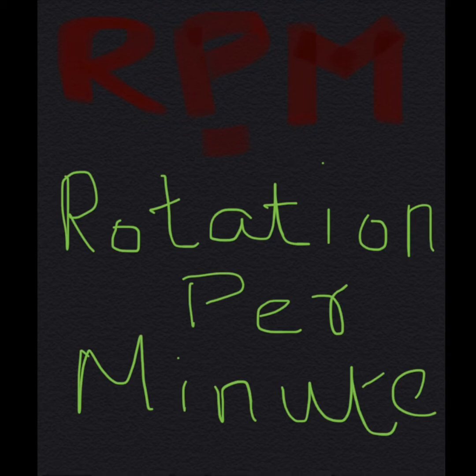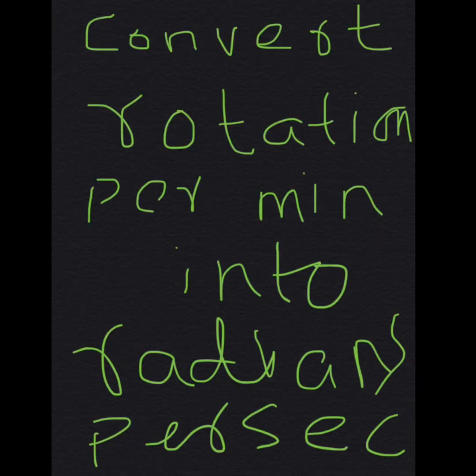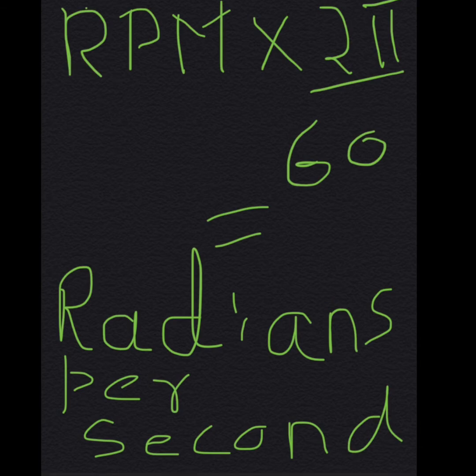Please remember, in any problem, even if the angular velocity is given to you in rotations per minute, it always needs to be converted into radians per second by multiplying the rotations per minute figure by 2 pi by 60. You have to convert the given rotations per minute figure into radians per second. Let's see how we do it. So this is the equation: RPM into 2 pi upon 60 is equal to radians per second, whatever figure you get.